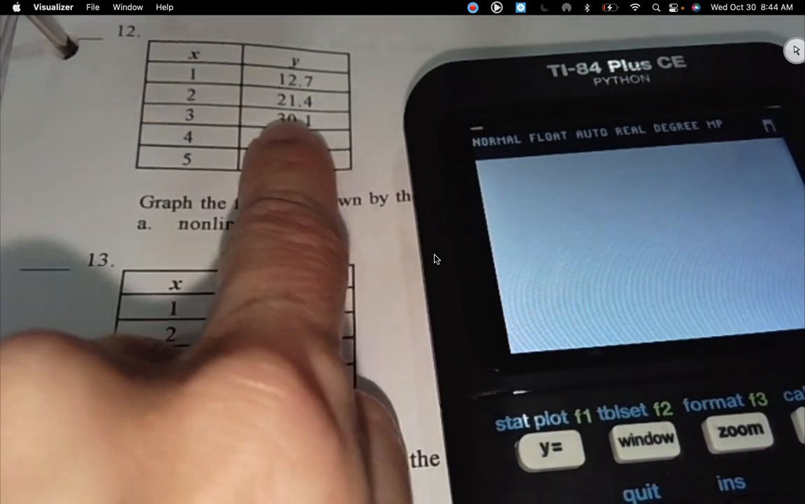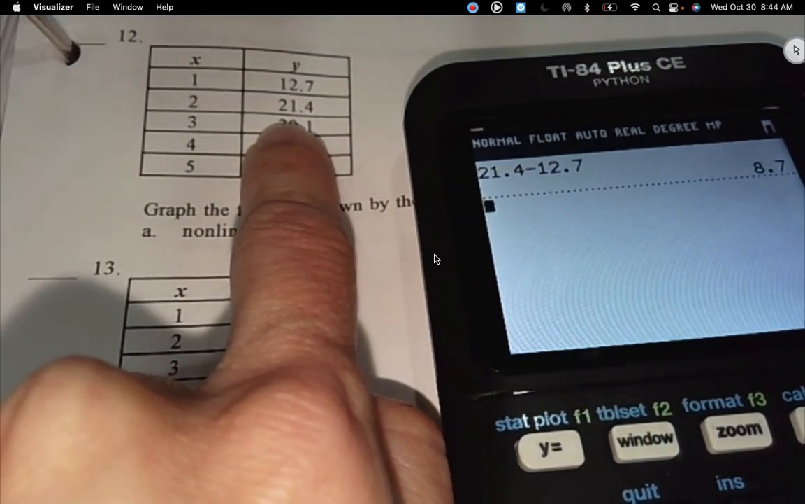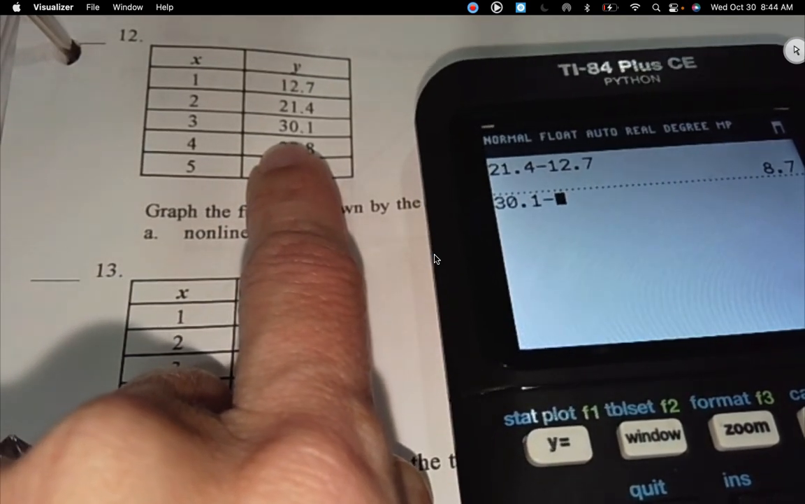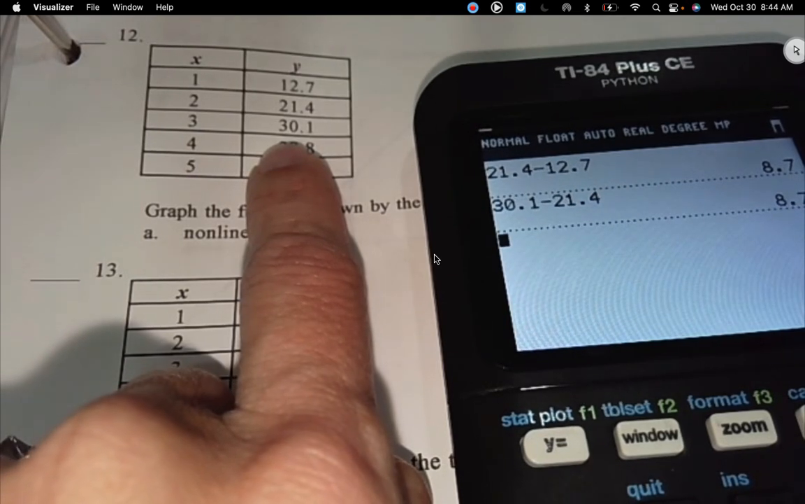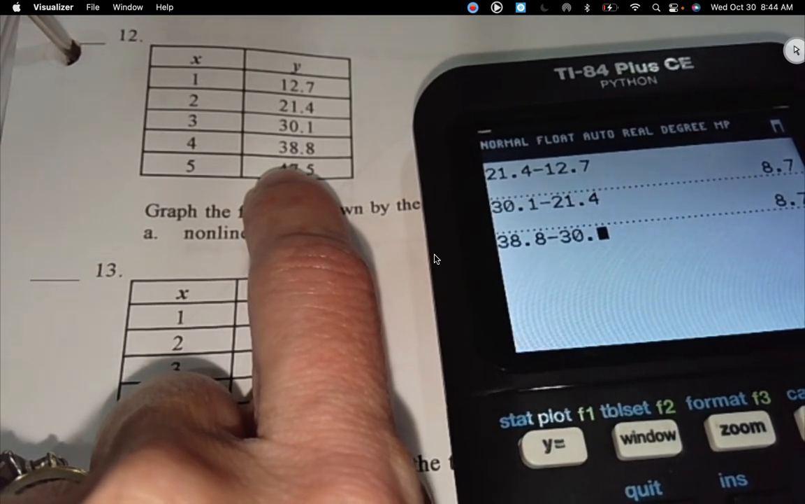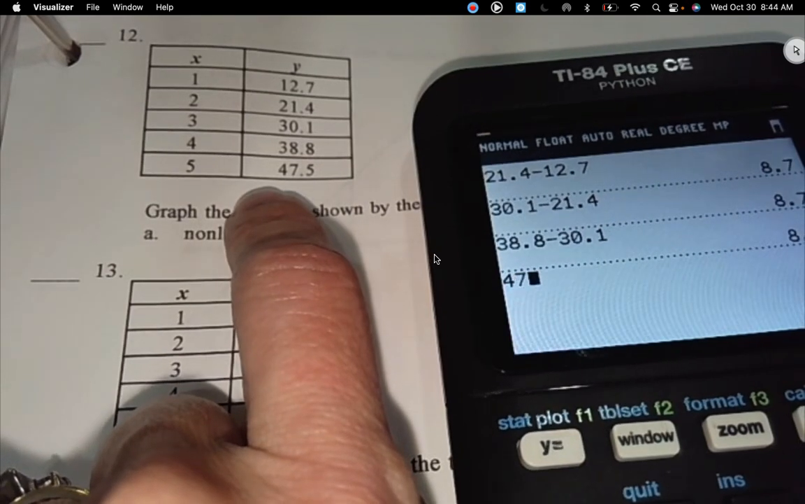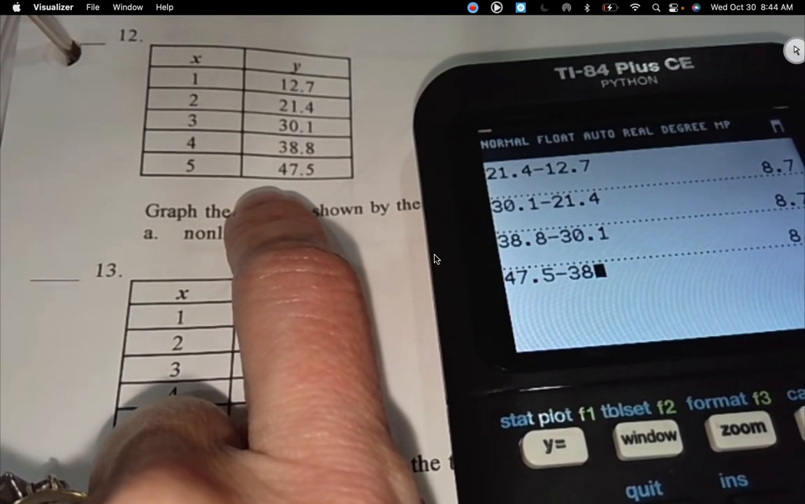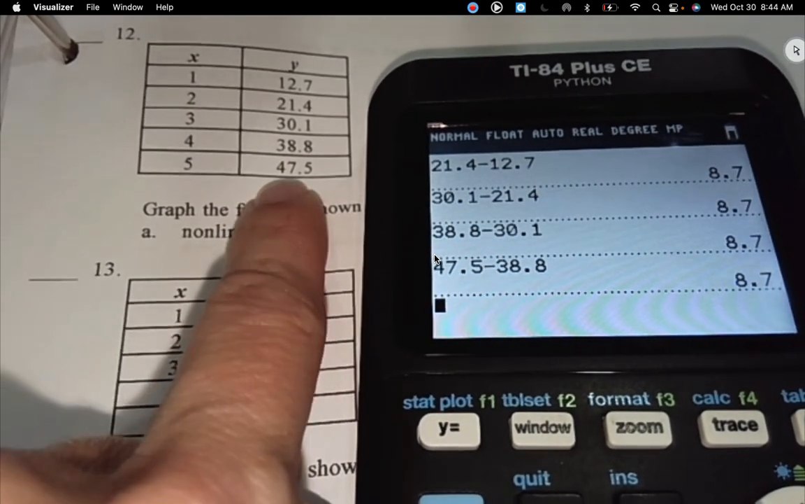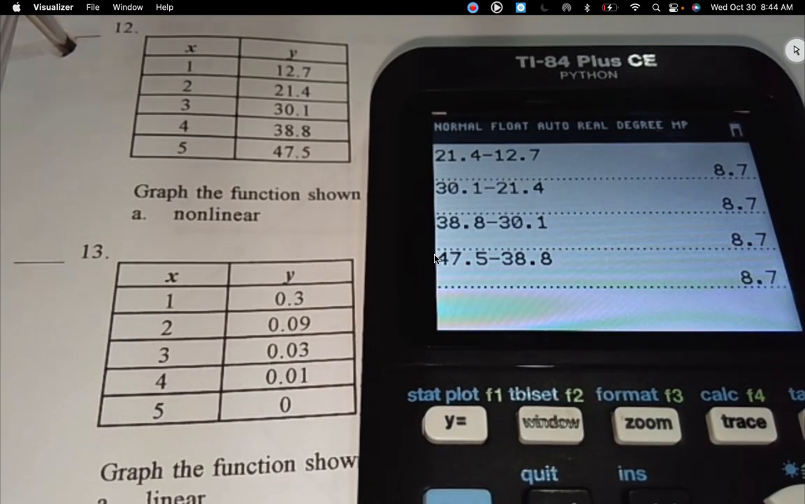Okay, let me do 21.4 minus 12.7. That's 8.7. Okay, let me subtract these two. 30.1 minus 20.4. They're looking like they're going to be linear, right? I'm just taking the number and subtracting the one above it. 47.5 minus 38.8. Oh, y'all can't see. Is that linear? Yes. If I just subtract that number and the one above it every time, and I get the same number, then it's a straight line.